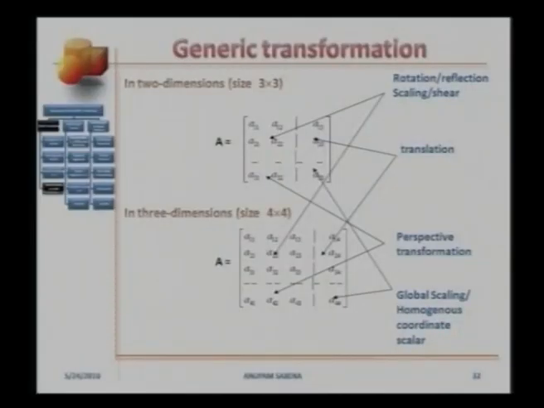We subdivided a transformation matrix into 4 parts. The top left represented rotation, reflection, scaling and shear. The top right represented translation. The bottom left represented perspective transformation, and the bottom right, which is a unique single number, represented global scaling, or it was also called the homogeneous coordinate scalar.